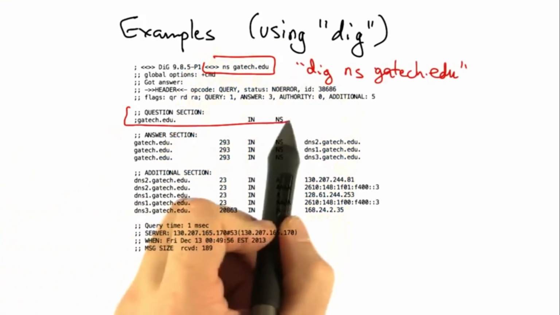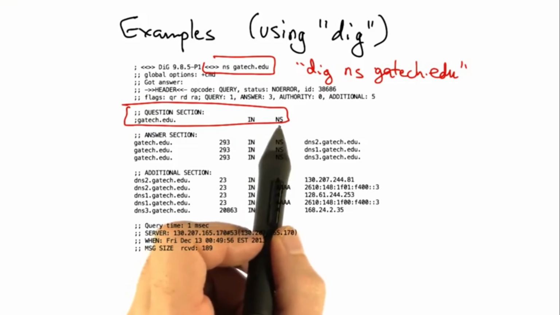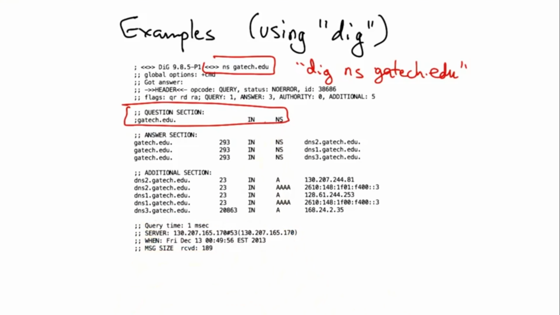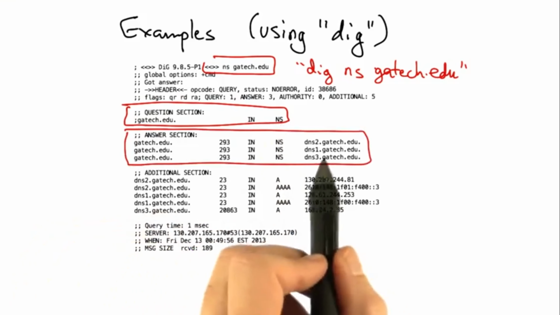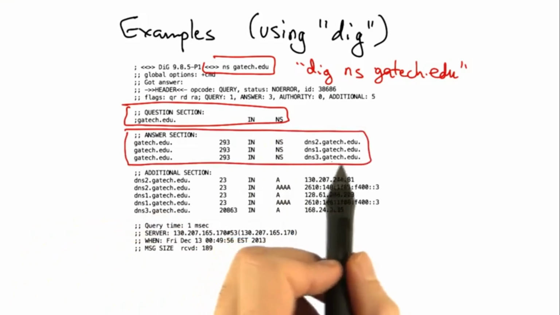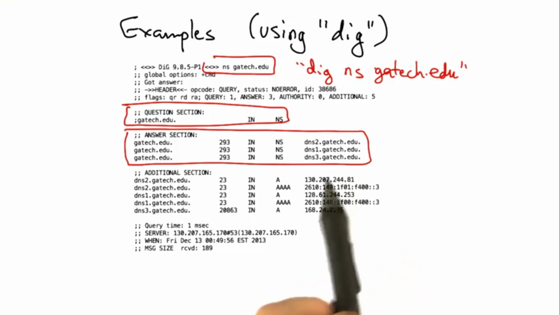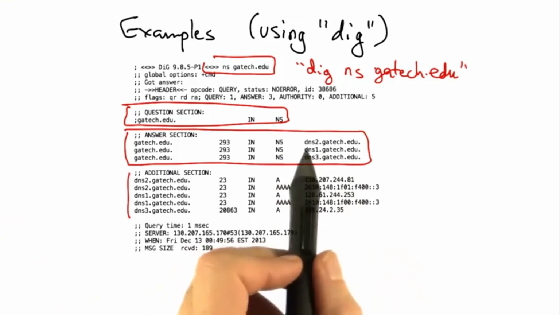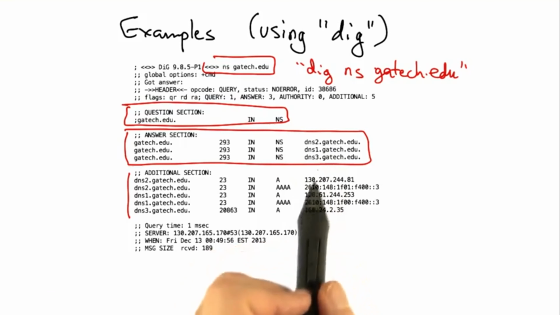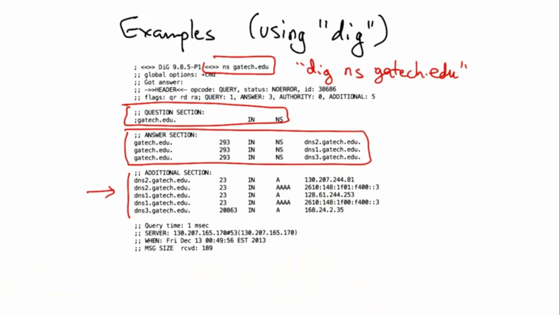You can see here in the question section, now instead of an A record query, we have an NS record query, and our answer is a bunch of NS records, DNS1, 2, and 3.gotek.edu, any of which could answer authoritatively for subdomains of gotek.edu. You can see that in addition to the answer, which returns the name servers, we also need the IP addresses of those name servers, which is returned in the additional section of the answer.